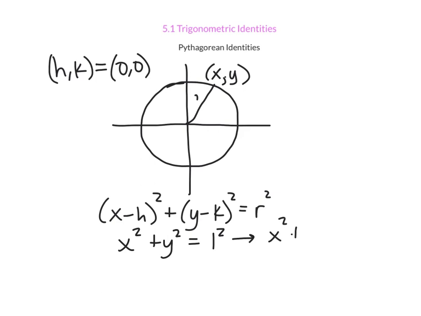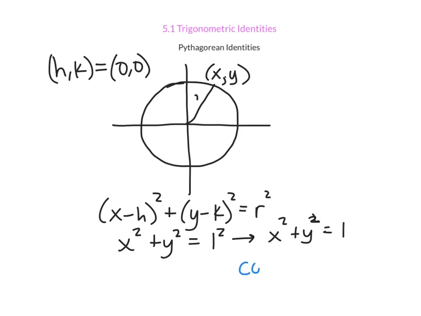1 squared is just 1. This is the equation of the unit circle. That's a squared right there. Is x squared plus y squared equals 1. Cool. Well, don't we know that x is the cosine and y is the sine? Awesome. So I'm going to rewrite this and replace it with sine and cosine.